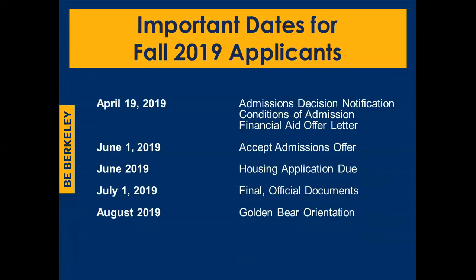On June 1st, you will need to decide where you're going to be attending. Hopefully, if you're admitted, you decide to come to Berkeley. And then in early June, you will also have a housing application due date should you want to live on campus, and that will be part of your portal as well. And then July 1st, we will require that all official transcripts, test scores, whatever it is that you need to send are in our office. So July 1st is that deadline. And then finally, should you be coming to Berkeley, there is what's called the Golden Bear Orientation in August, right before you start your classes.